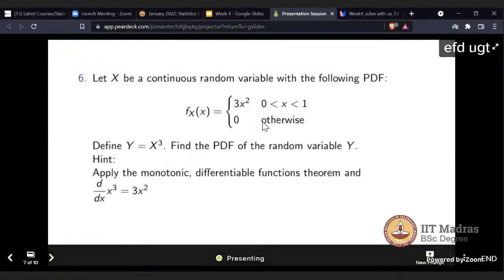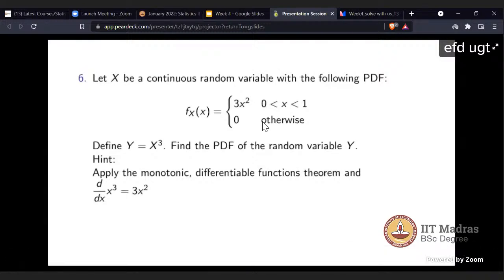So this is your next question. Now you have the same PDF from the previous one. Now you will define another random variable y that is given as x cube. So how will you find the PDF of y?